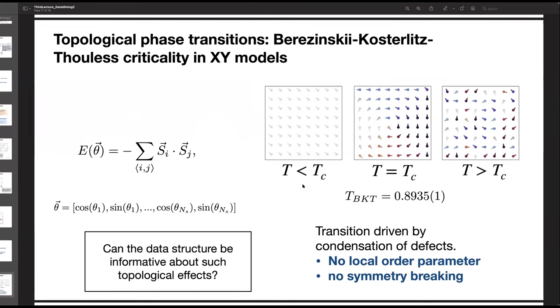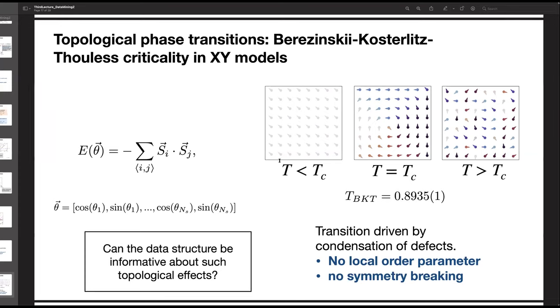Okay. So what is happening in these XY models is that there is a transition as a function of temperature, but this transition is not signaled by any local order parameter. Okay? Even though we have a ferromagnetic phase at low temperatures, the transition occurs through the condensation of so-called topological defects, okay? Without symmetry breaking. And for the 2D XY model, the critical temperature lies in the so-called Berezinskii-Kosterlitz-Thouless universality class, and it appears at a given value of the temperature, which is 0.89, and so on.